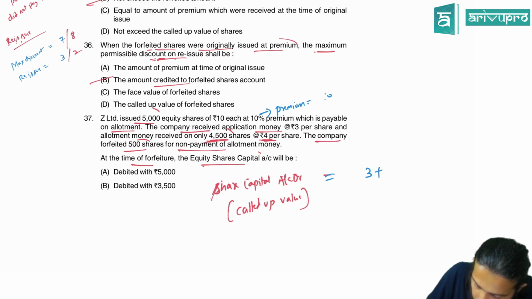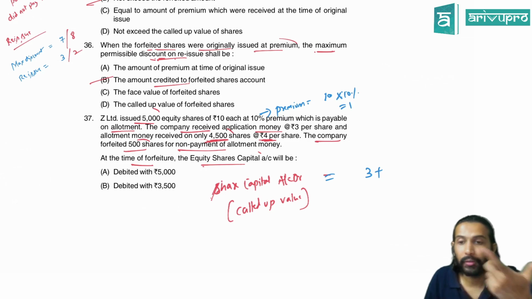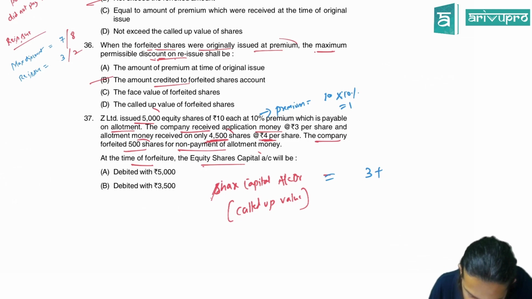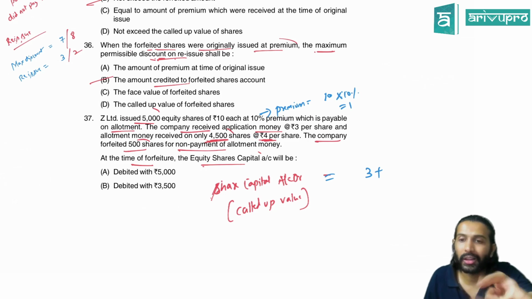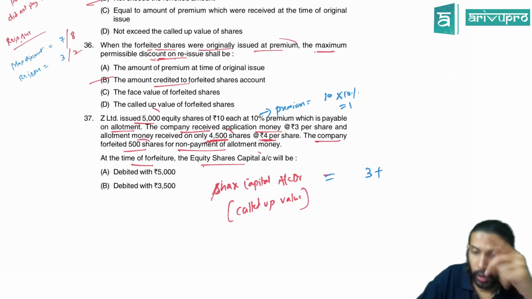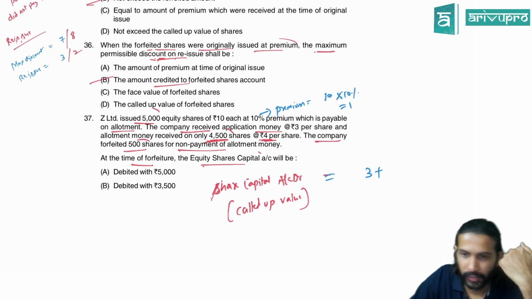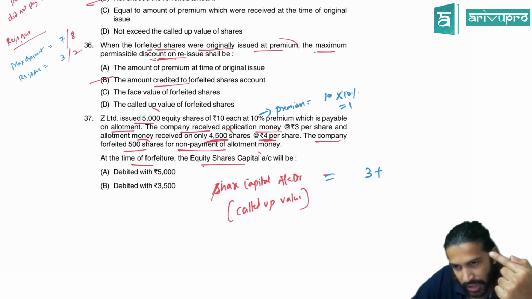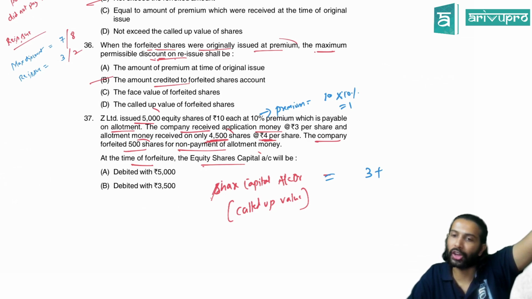Premium is equal to 10%, which will be 1. And where did you collect the premium? They said premium is collected at allotment stage. Yes, here premium is payable on allotment. What is the total allotment money they're saying? 4 rupees. But that allotment money includes what? 1 rupee premium. Will you show premium as capital, or will premium go separately to securities premium account? Capital is always shown at face value. Yes. Premium and all will go to securities premium account.